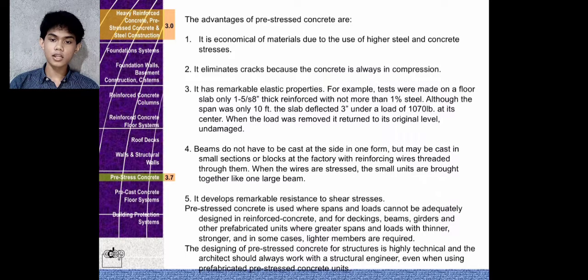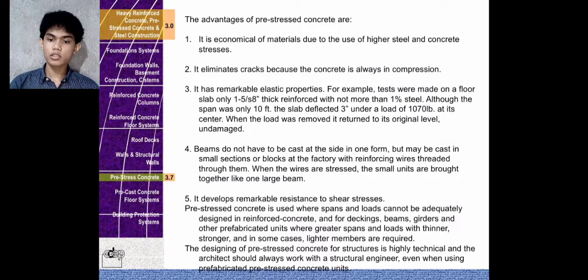Number 4, beams do not have to be cast at the site in one form, but may be cast in small sections or blocks at the factory with reinforcing wires threaded through them. When wires are stressed, the small units are brought together like one large beam. The fifth one is it develops remarkable resistance to shear stresses.